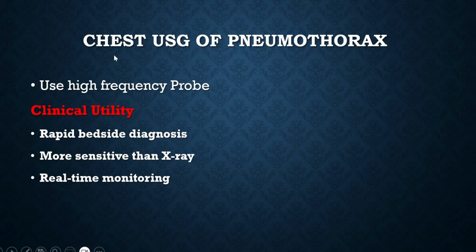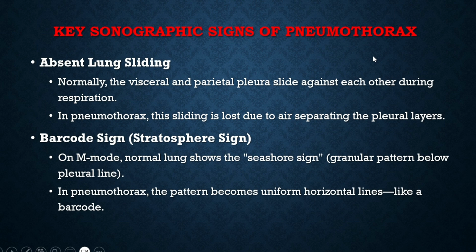Now the USG test. So USG has a crucial role in the diagnosis of pneumothorax, mostly the bedside ultrasound in emergency, ICU, and pediatric patients. So this is a bedside procedure, and mostly a high frequency probe is used. It gives rapid diagnosis, is more sensitive than the X-ray, and real time monitoring can be done. So the size of the pneumothorax can be assessed, that is whether it is progressive or resolving. That can be evaluated by real time monitoring.